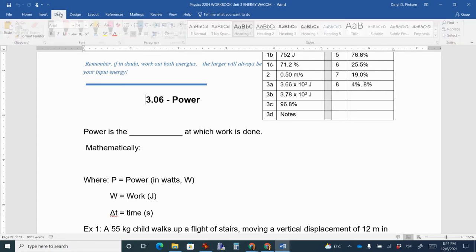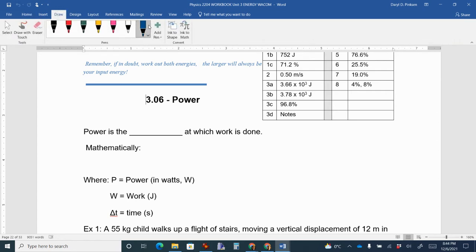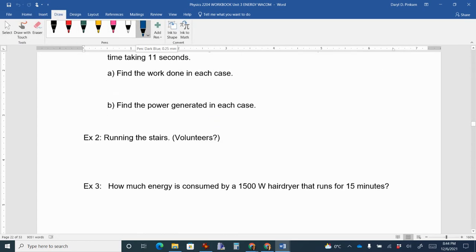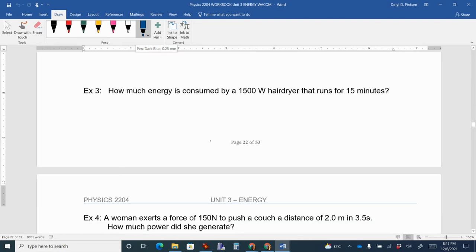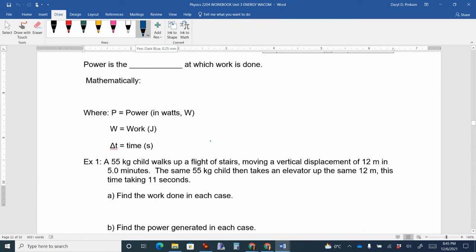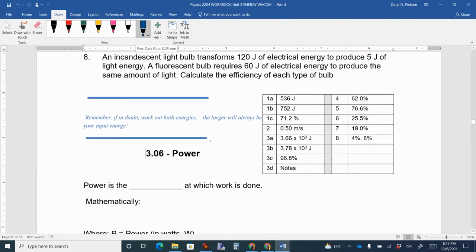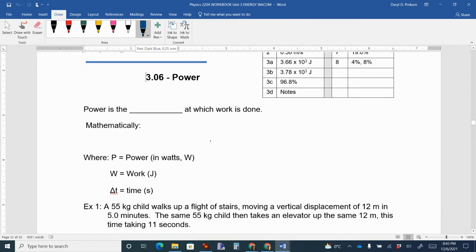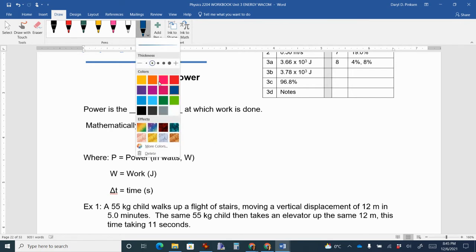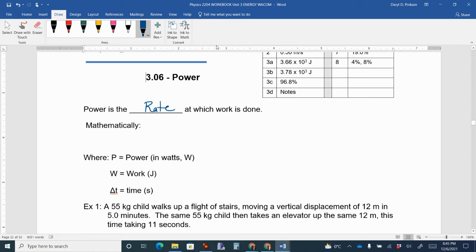So, I'm going to start filling this in. I don't know if you have the booklet with you. I hope you do. If you have the booklet with you today, this is page 22. And on page 22 of the booklet, we're looking at power, and power is the rate. I'm going to change that to a bigger font. Power is the rate at which work is done.